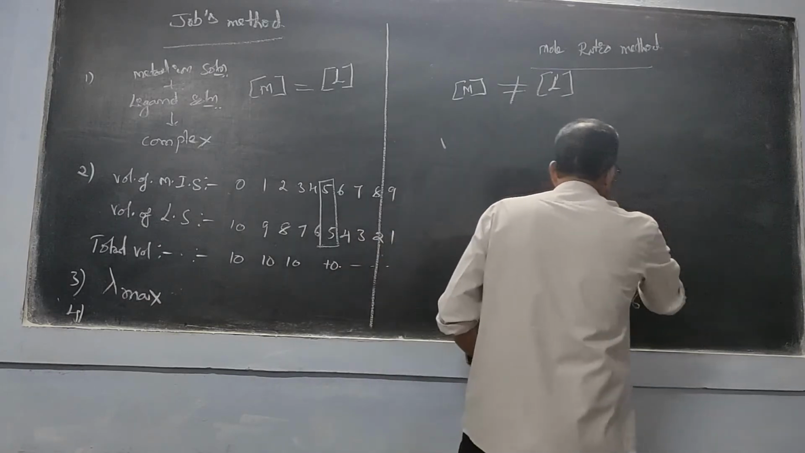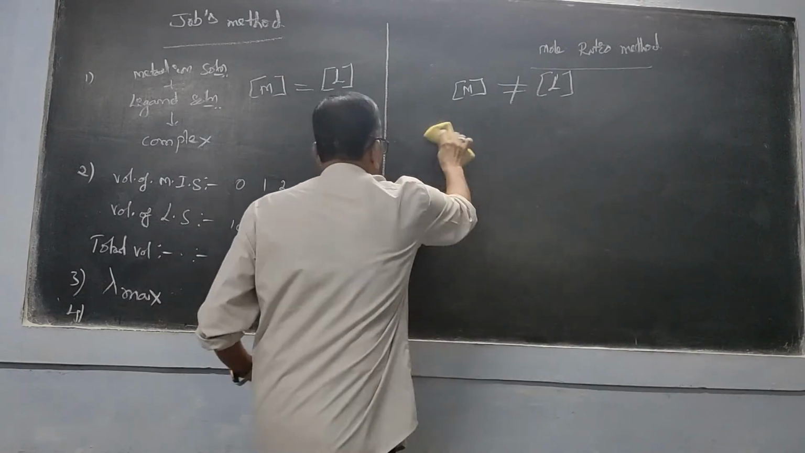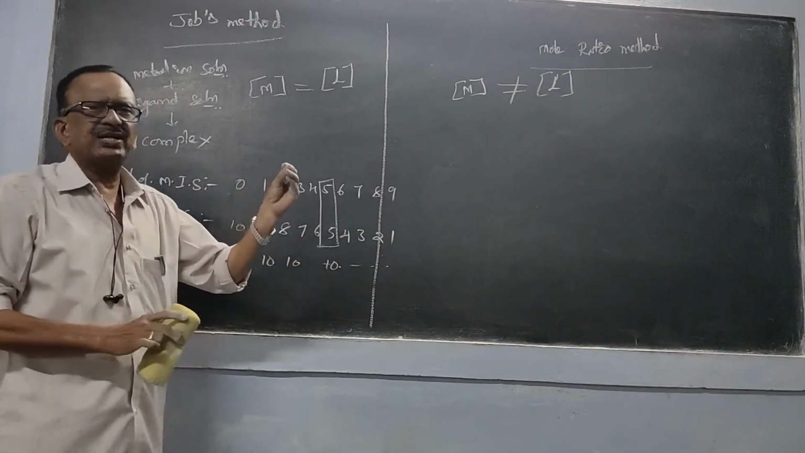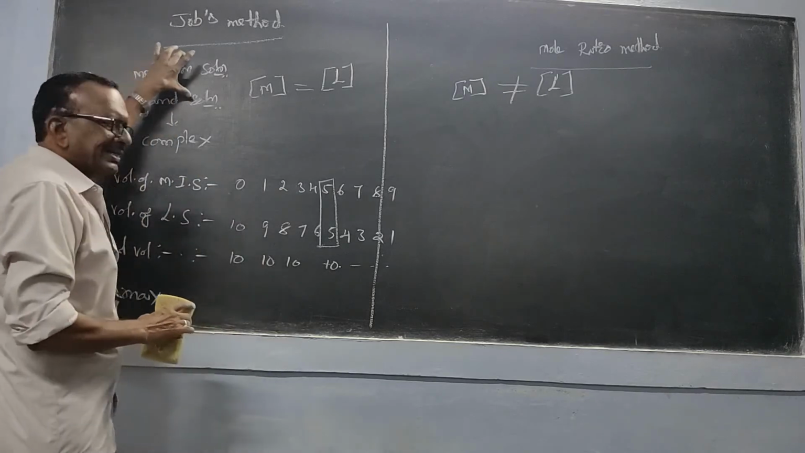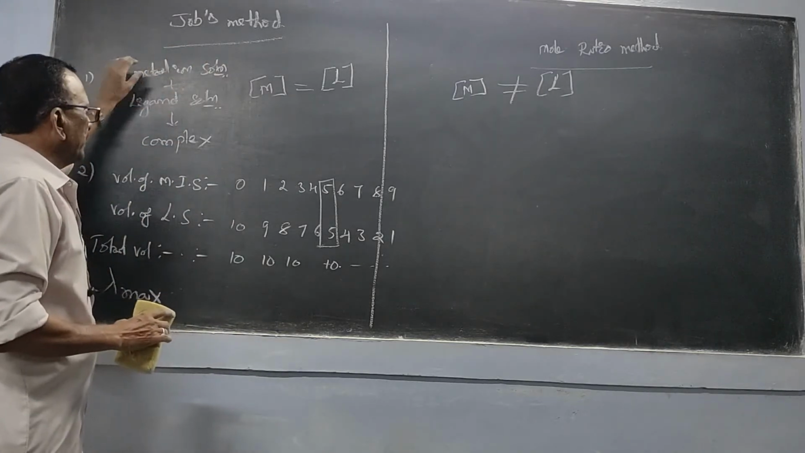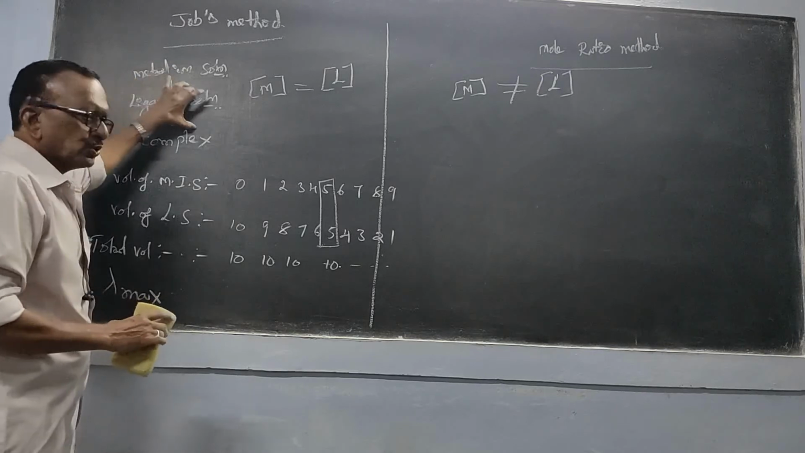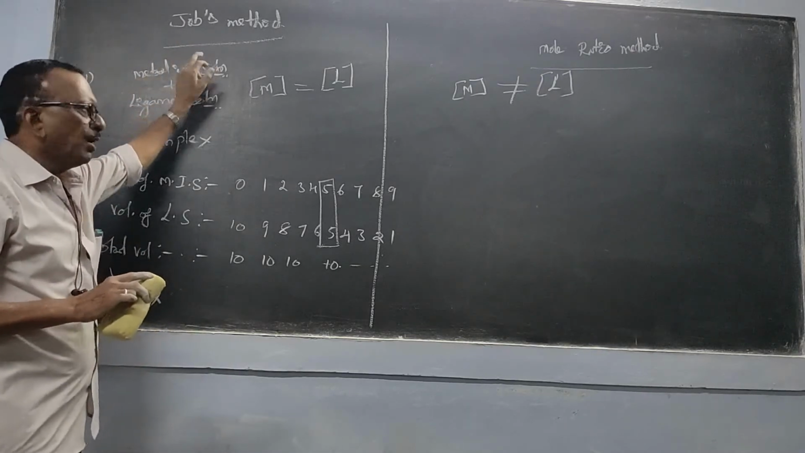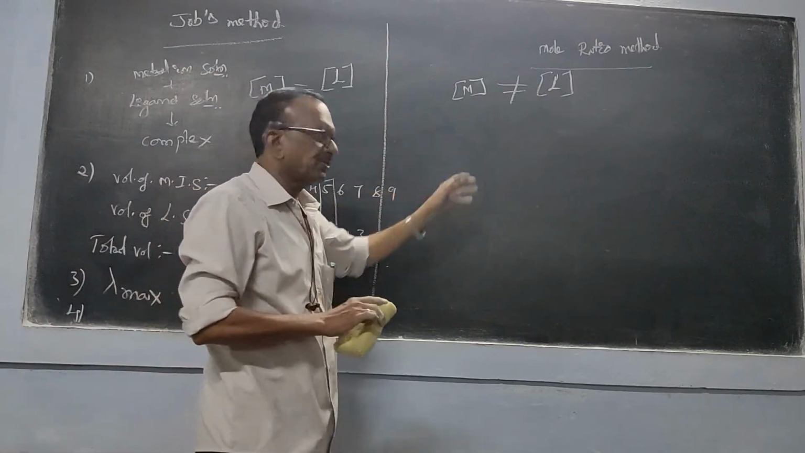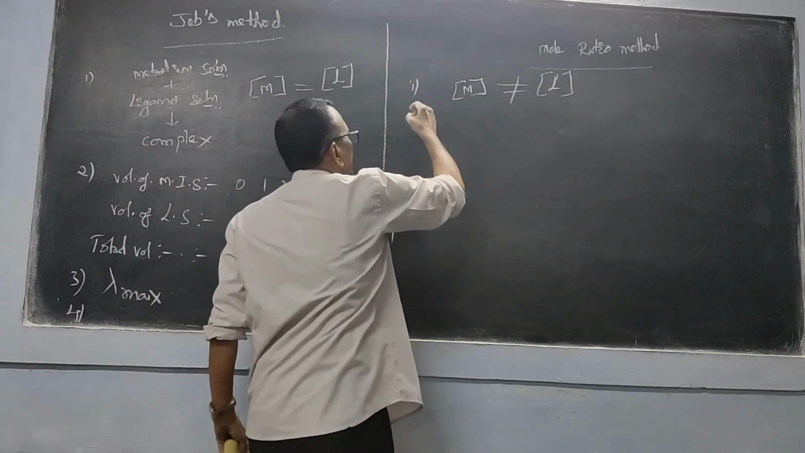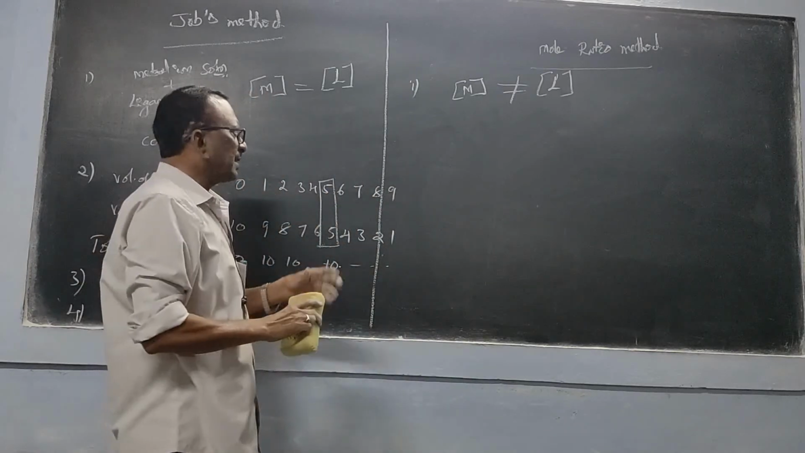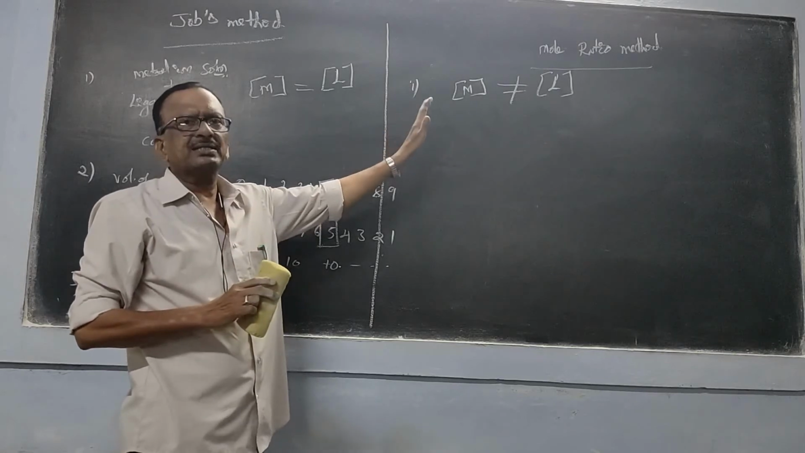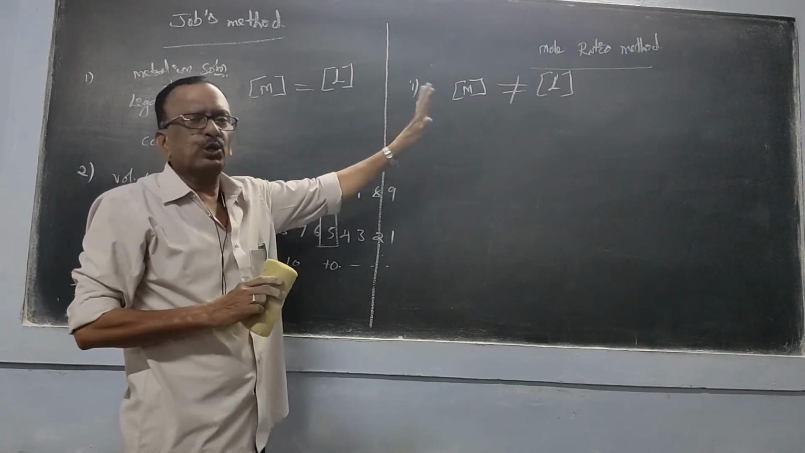Now I am coming to the mole ratio method. In the case of the mole ratio method, just slight changes are there. In the first aspect itself, in Job's method we prepared metal ion solution and ligand solution whose concentrations are the same. But in the case of the mole ratio method, we have to prepare different concentrations. That means the concentration of metal ion solution must be different from the concentration of ligand solution.